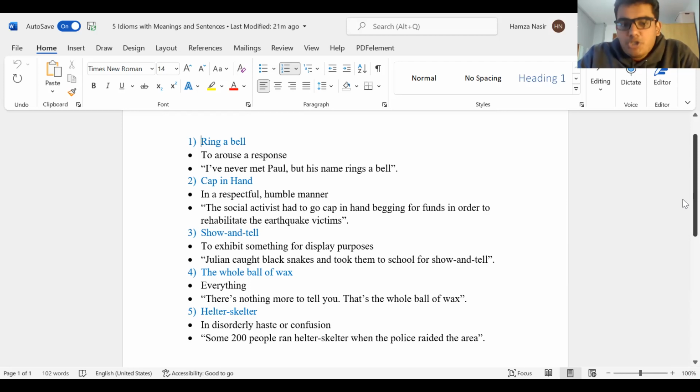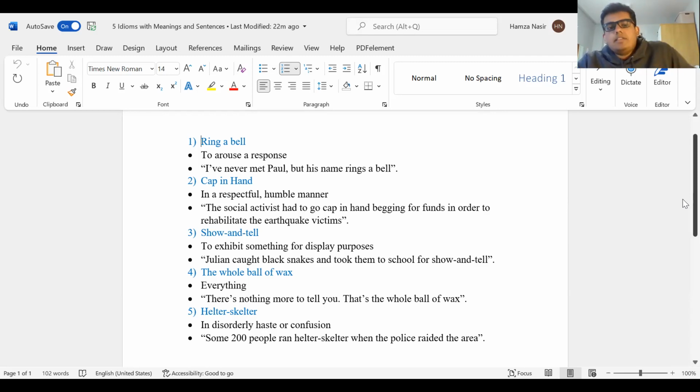Number 3, show and tell. Show and tell means to exhibit something for ostentatious reasons. That is for display purposes. Julian caught black snakes and took them to school for show and tell.